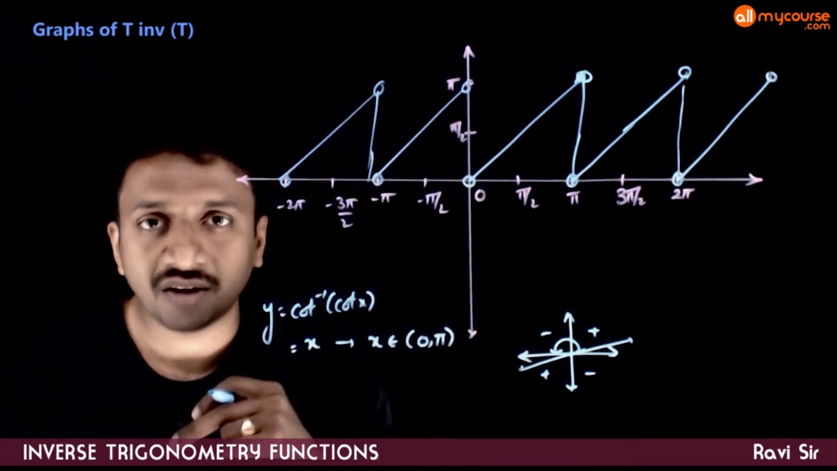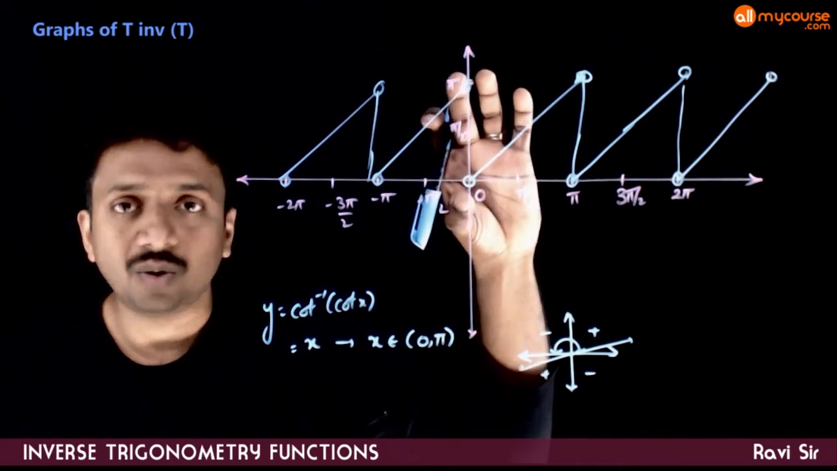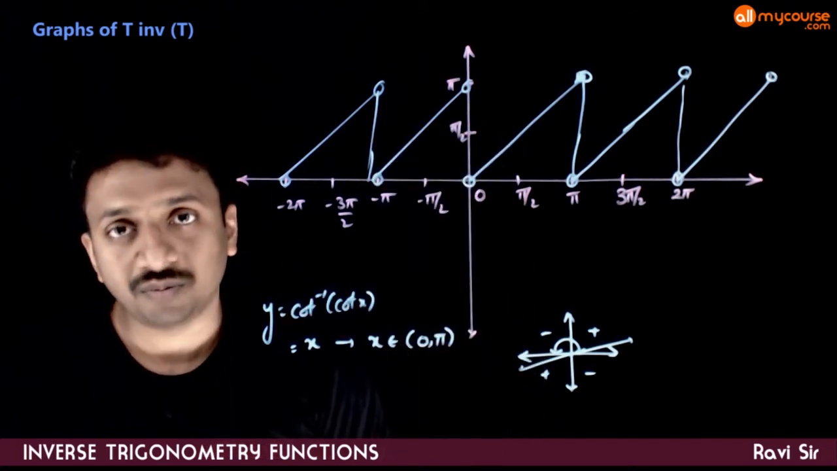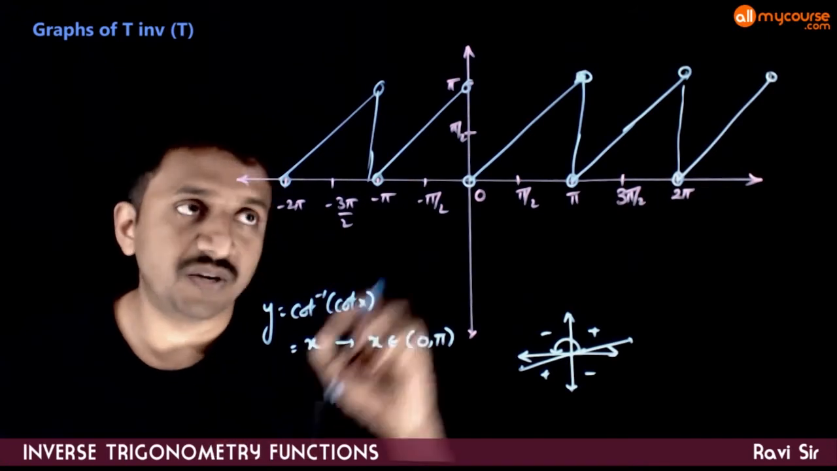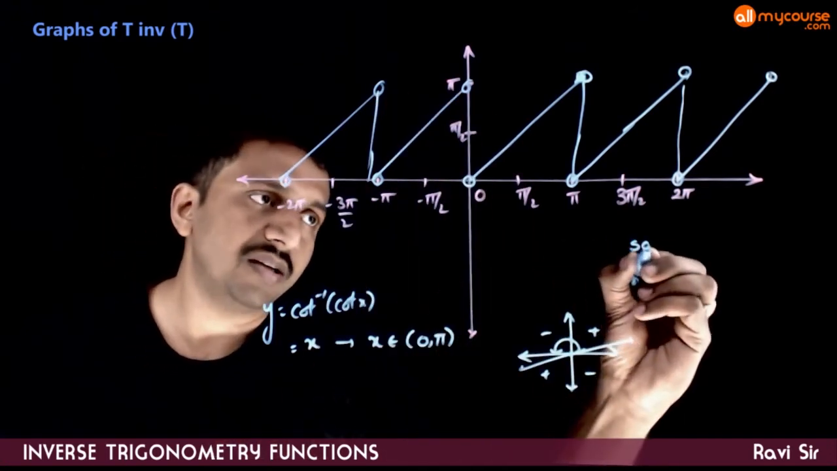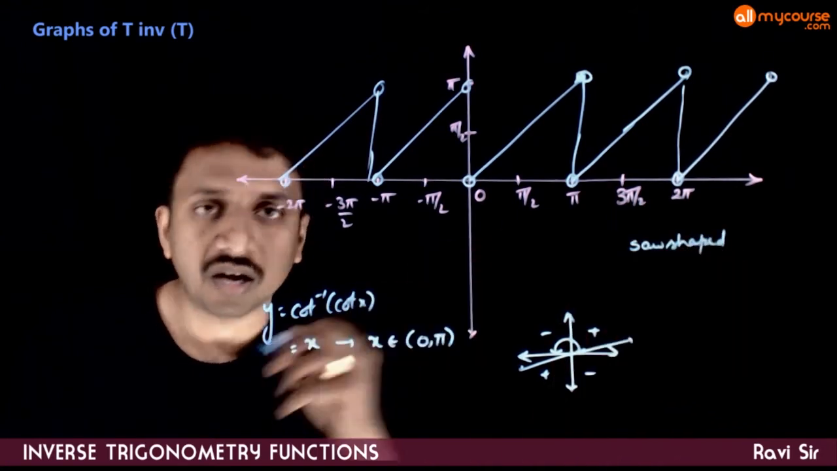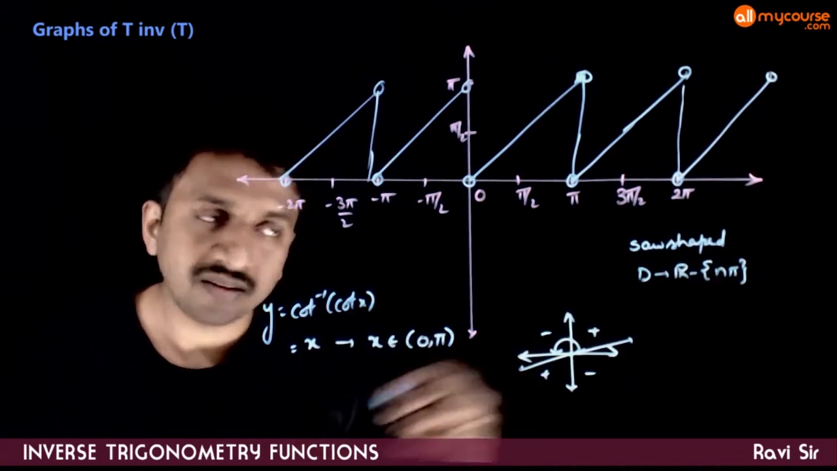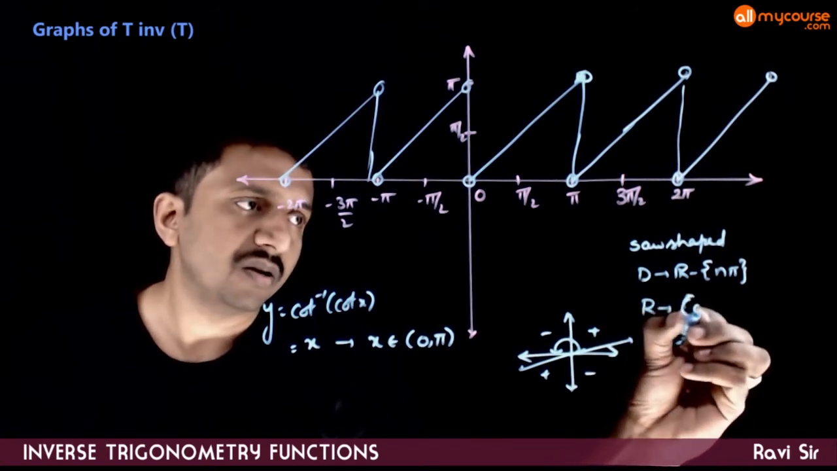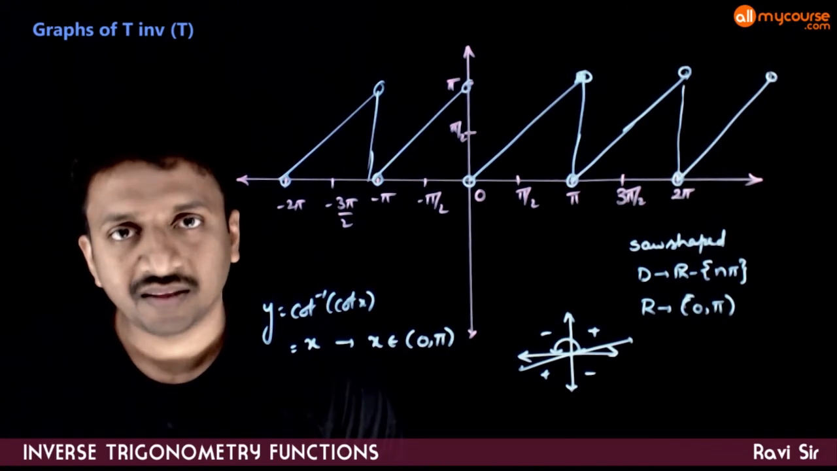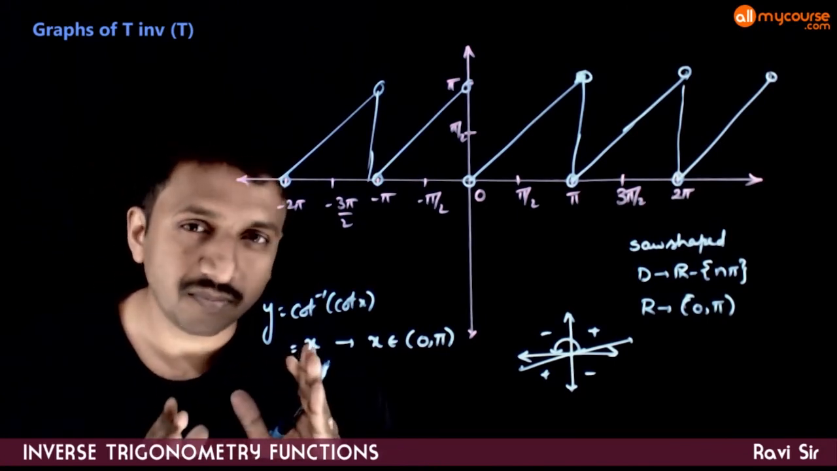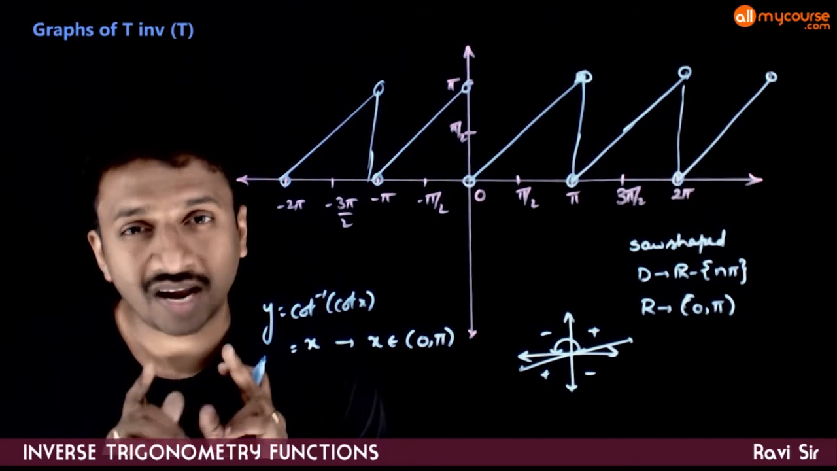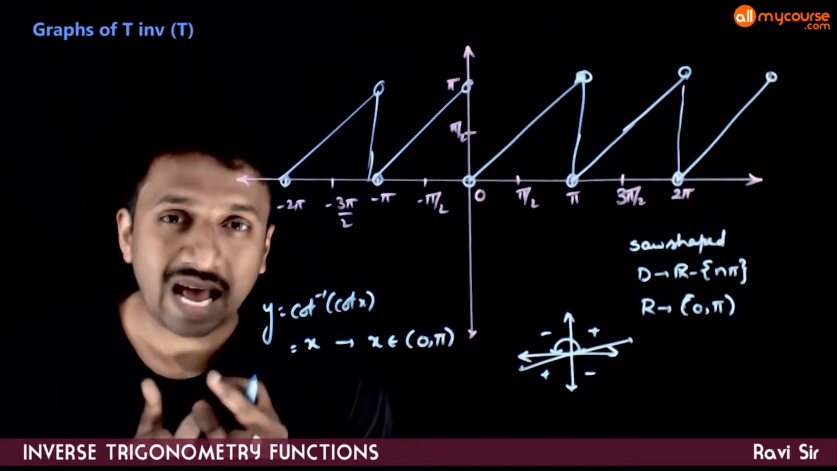So this is also a saw-shaped curve, but it extends between 0 to pi. That's the only difference. Tan inverse of tan x extends between minus pi by 2 to pi by 2. Cot inverse of cot x extends between 0 to pi. So it is also a saw-shaped curve. Domain is all real numbers except multiples of pi, and the range is open 0 to pi. I hope you understand all the graphs.